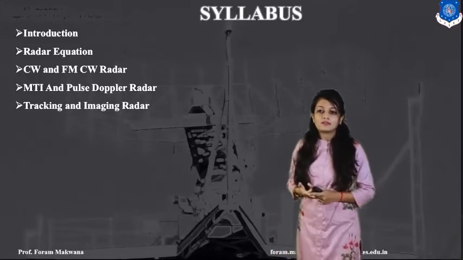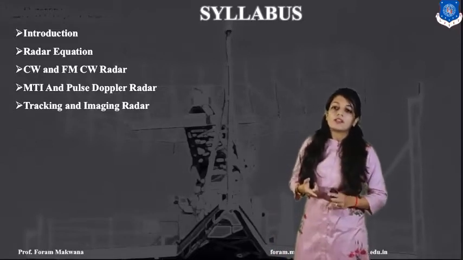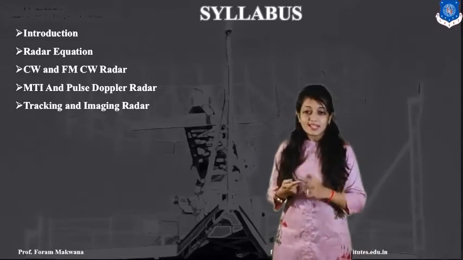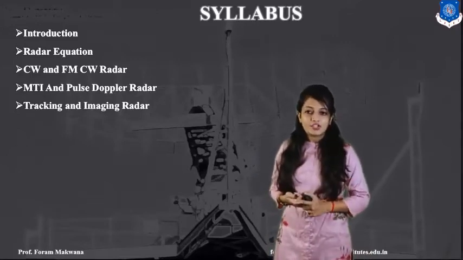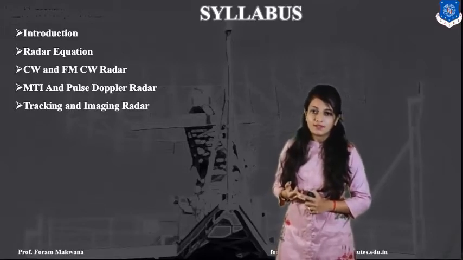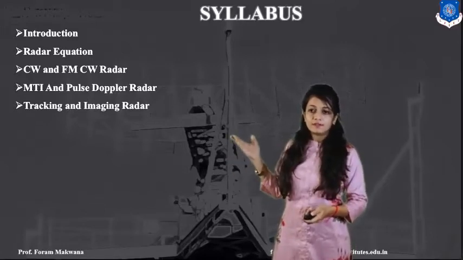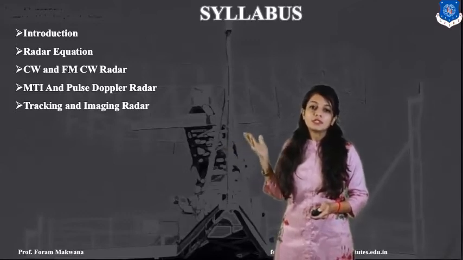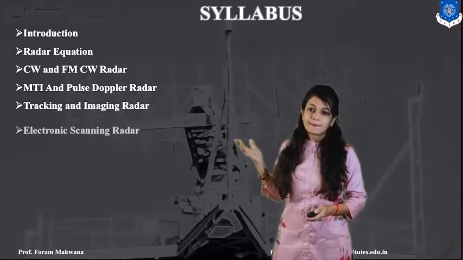Chapter number 5, that is tracking and imaging radar. So how to track the target? Tracking can be done in 4 ways: azimuth angle, elevation angle, range, and the Doppler shift frequency, right? So in chapter number 5, we will study how to track any target in the presence of a fixed target.